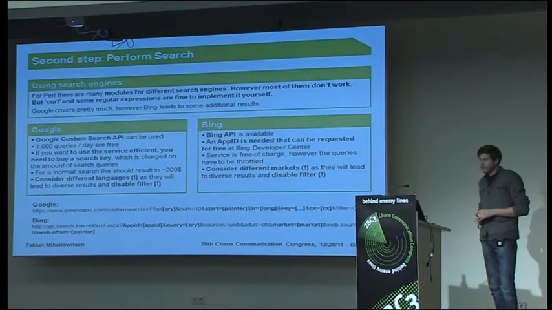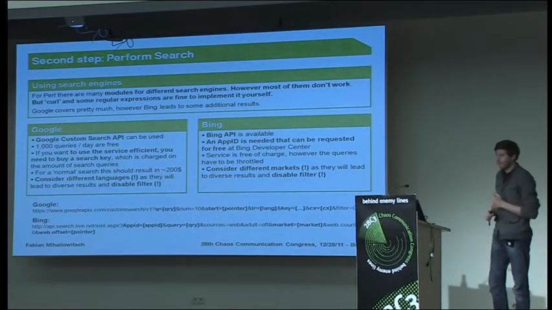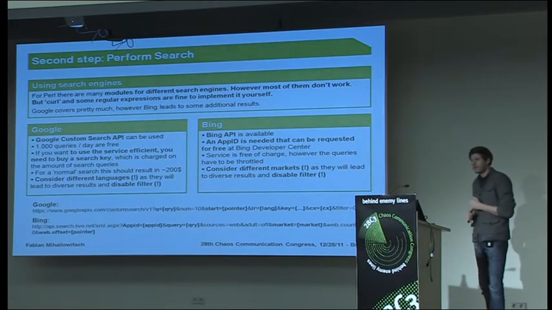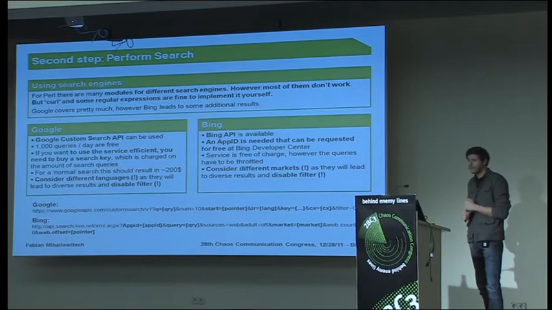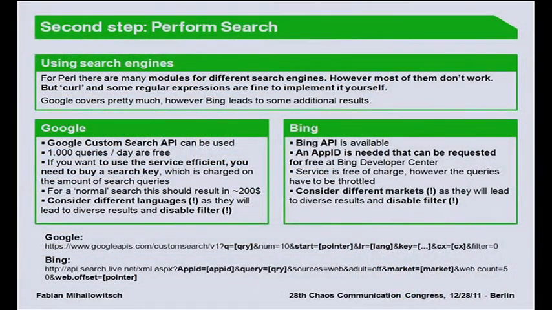When it comes to the search engines, for Perl at least, you do have many modules. Sadly, none of them really worked. Many of them were quite deprecated, but using curl and regular expressions, you can easily implement the search engines yourself. Google, for example, provides the custom search API that can be used. You can do 1,000 queries per day for free. However, that won't be sufficient for a real search. So if you want to use the service efficiently, you have to buy a search key, which is charged on the amount of search queries you execute. And for a normal list with 250 keywords, it will result in around $200.